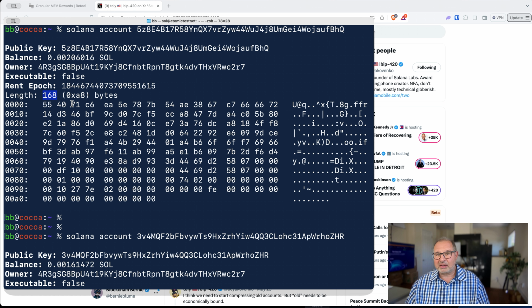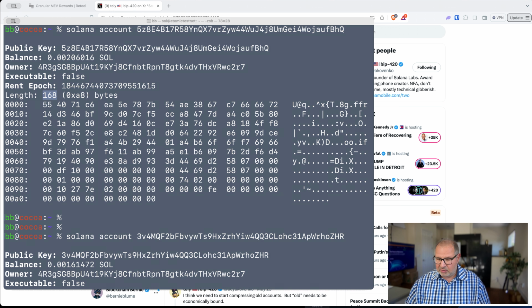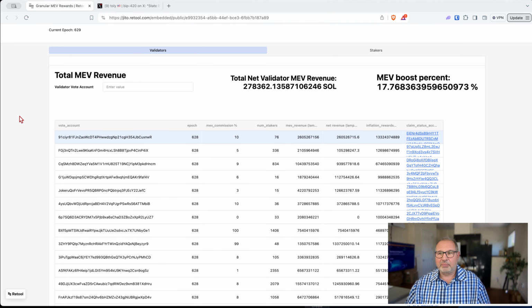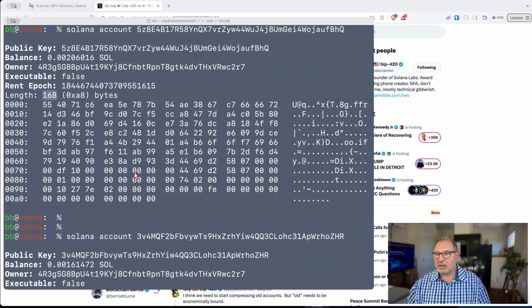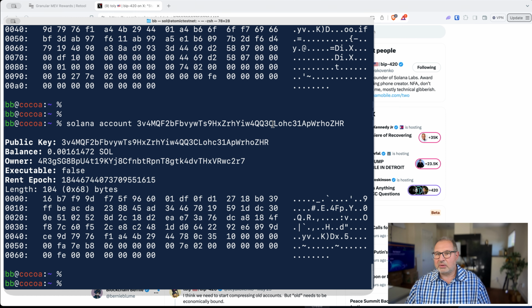So 168 bytes per validator, right? Let's say we have 2,000 validators. So that would be 168 times 2,000. So that's already 336,000 bytes. And then we have the so-called claim status accounts, right? So we're right here on some of these tools that Jito provides. And we have the addresses here of some of these claim status accounts, right? So what I've been doing here is look into the claim status accounts also. Done that here, one of these from that list. And they are 104 bytes, right? So we said 336,000 bytes is just the tip distribution accounts for 2,000 validators.